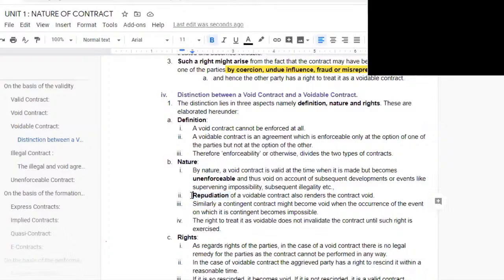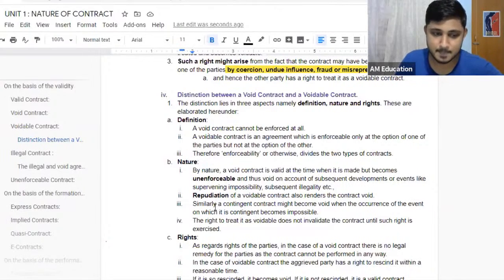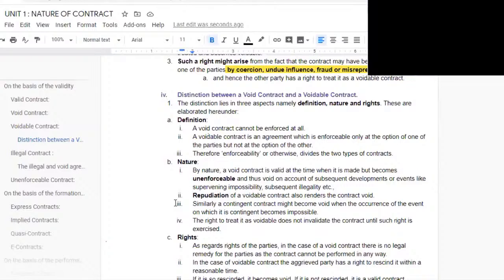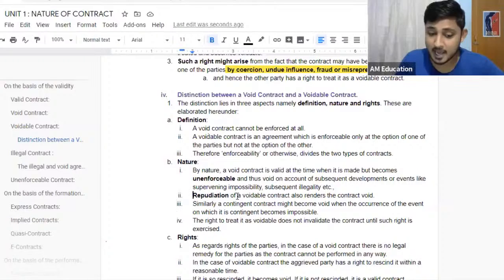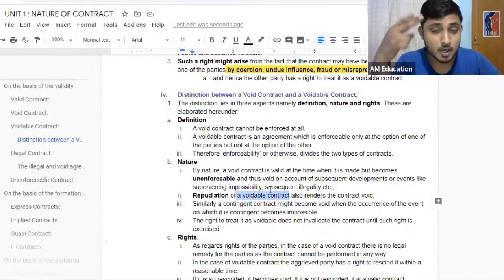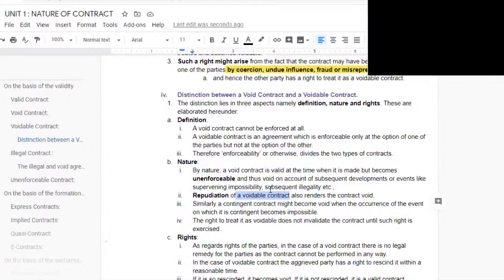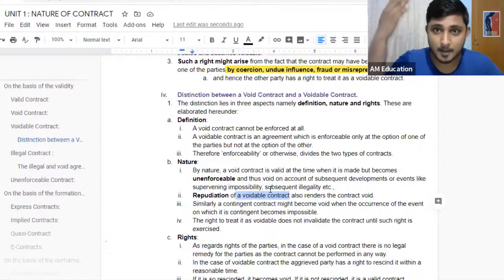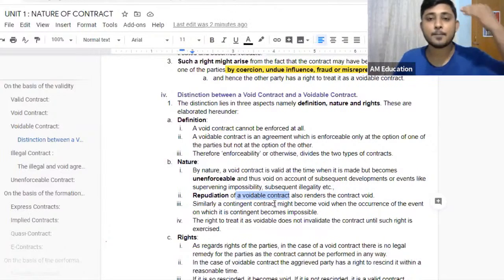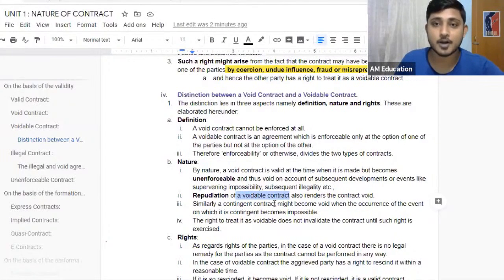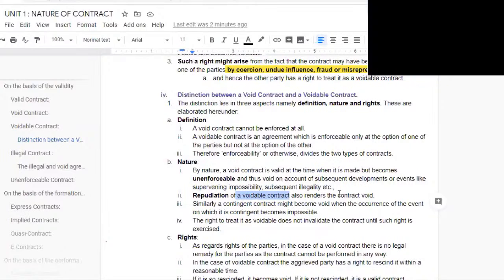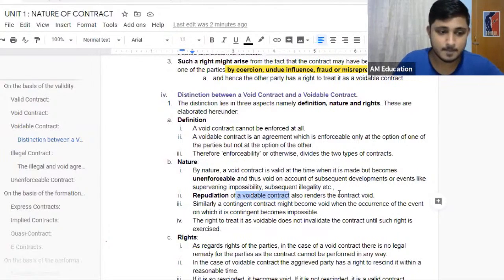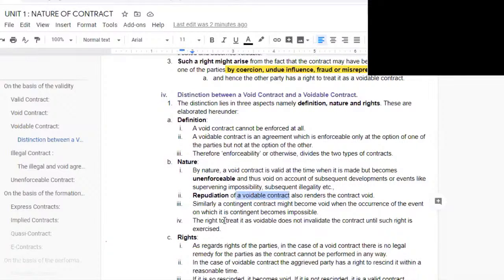Repudiation of a voidable contract also renders the contract void. Do you guys remember that in a voidable contract there was an option for one person to unenforce it, no? Right. Once the person who has that option repudiates the contract, then that voidable contract became a void contract. Until then, it was voidable and valid. Now it became completely void. Understood? Yes, sir.